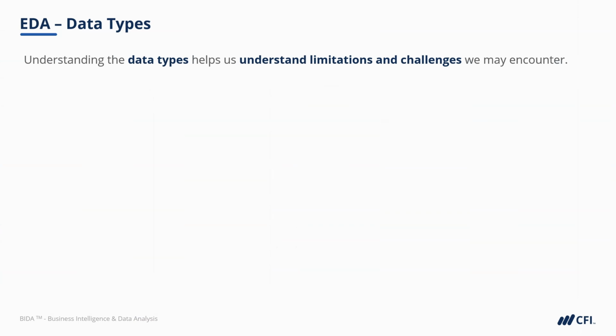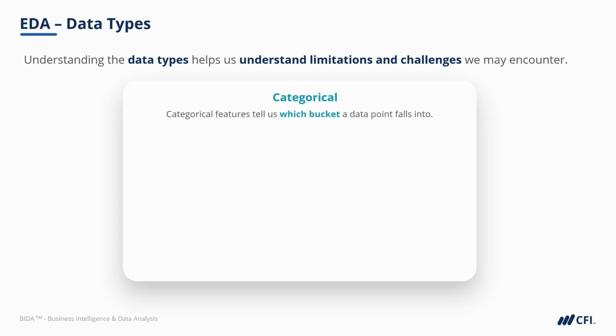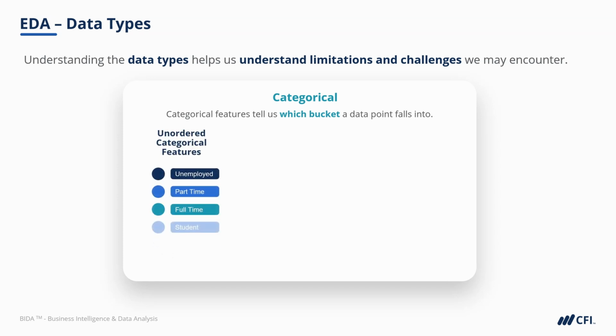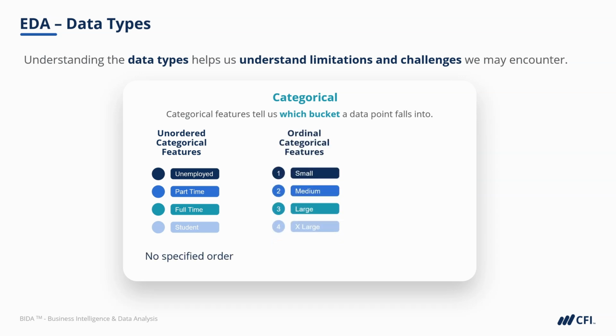The second type of feature is a categorical feature. Instead of measuring something on a scale, categorical features tell us which bucket or which group a data point falls into. And we have three slight variations here. Employment status is an example of an unordered categorical feature. Each employment bucket is no more or less important than each other, and none exist in any kind of specified order.